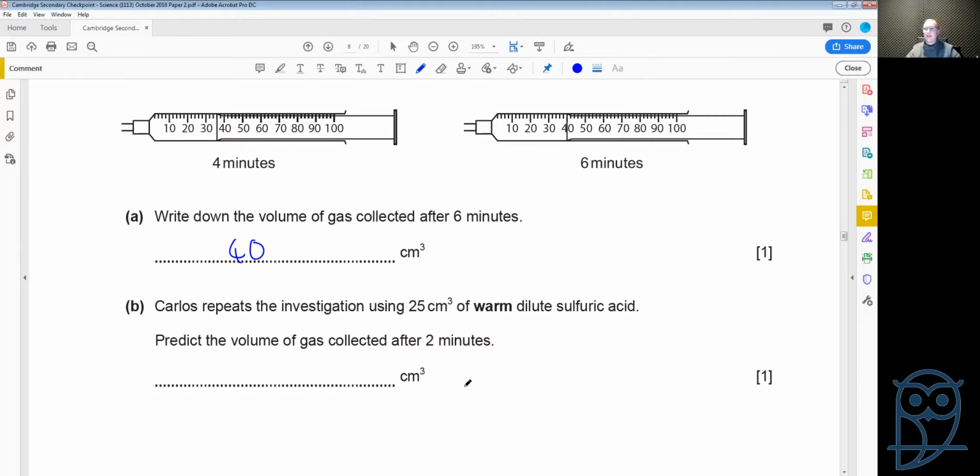So here what they're testing is to see whether you know that temperature affects the rate of a reaction. So here it will be marked right as long as it's larger than 40 centimeters. So you can write 60 cubic centimeters, we can write 80 cubic centimeters, it will be marked right. As long as it is bigger than 40, it will be marked right. In the memo, it will say something like mark if between 50 to 100 cubic centimeters or something.